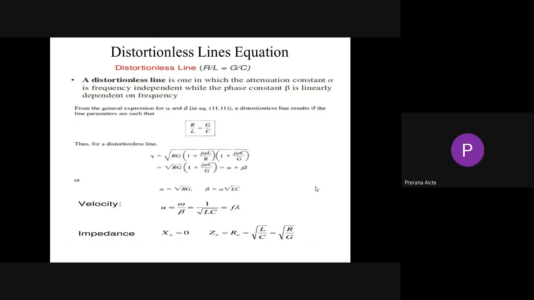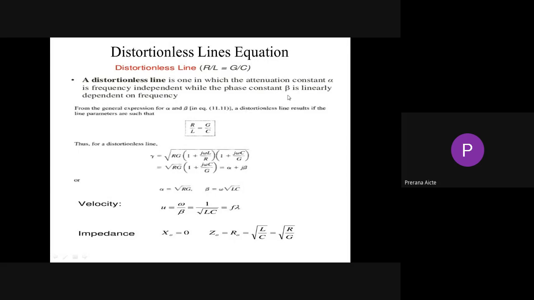Next, distortion-less transmission lines. For distortion-less transmission lines, the condition is R by L is equal to G by C, or R by G is equal to L by C. That is the condition. Now you can substitute this condition in the previous expressions. A distortion-less line is one in which the attenuation constant alpha is frequency independent, while the phase constant beta is linearly dependent on frequency.